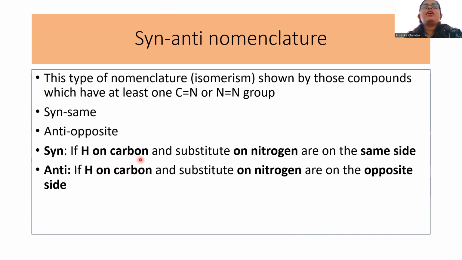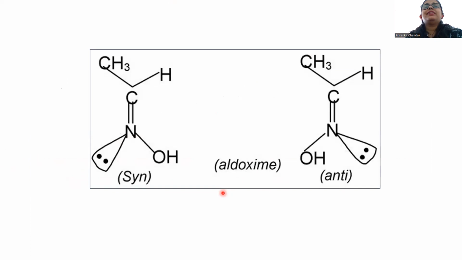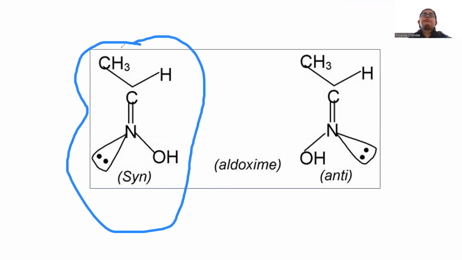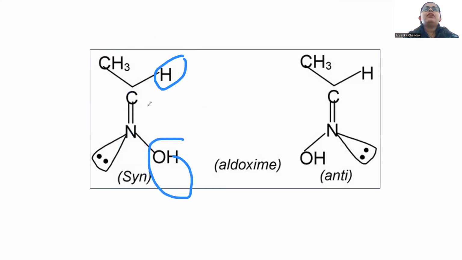Syn: if the hydrogen on carbon and the substituent on nitrogen are on the same side, that is known as syn. Anti: if the hydrogen on carbon and the substituent on nitrogen are on the opposite side, it is known as anti. This is the best example you can study, because aldoxime is an example on which scientists have worked many times. Here you can see the nitrogen has a lone pair of electrons, the carbon has this hydrogen, and this nitrogen has OH. So we need to see the position of the hydroxyl group and the position of hydrogen on the particular carbon and nitrogen.